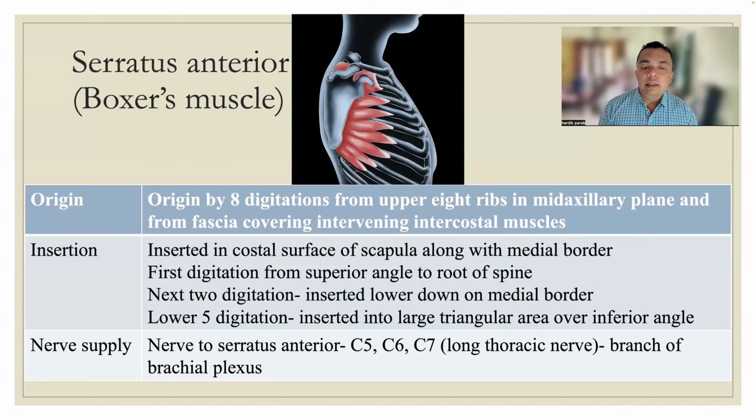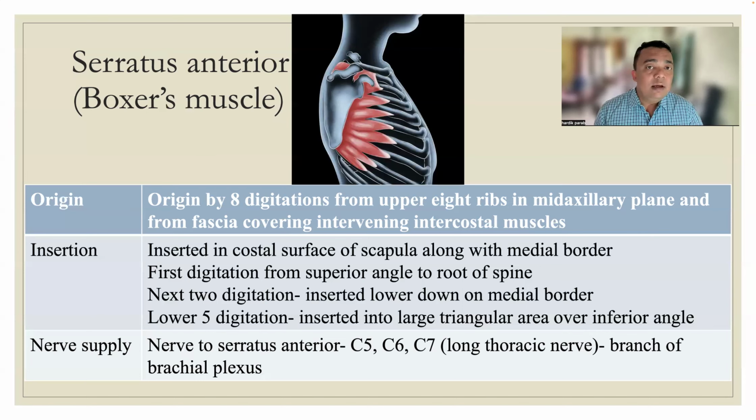So lower down on the medial border, the lower 5 digitations are inserted over the large triangular area on the inferior angle. Out of that 8, mainly the 5 digitations are inserted onto the inferior angle. The first digitation is inserted from the superior angle up to the root of the spine of the scapula, and the second and third digitations will be inserted over the medial border from the root of the spine up to the inferior angle. So in that way, this insertion of the serratus anterior is going on.